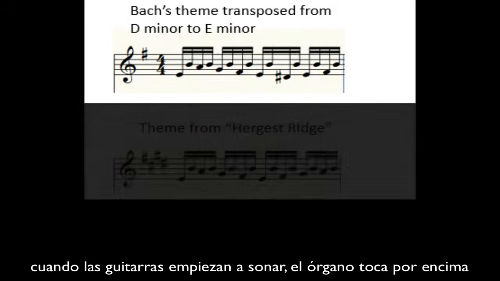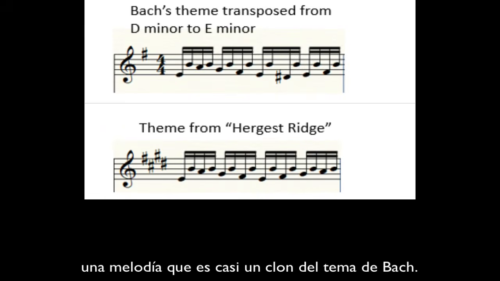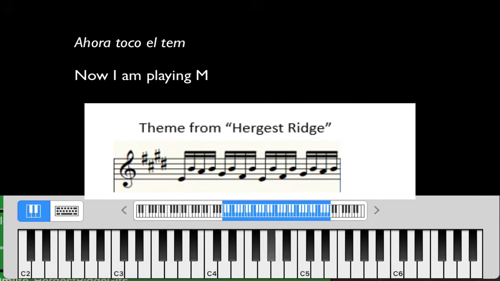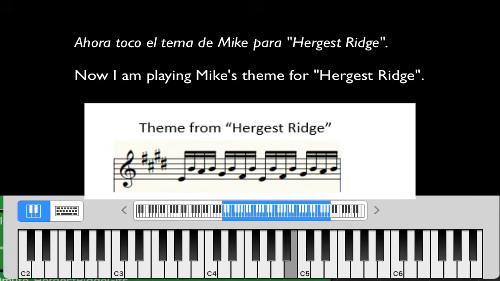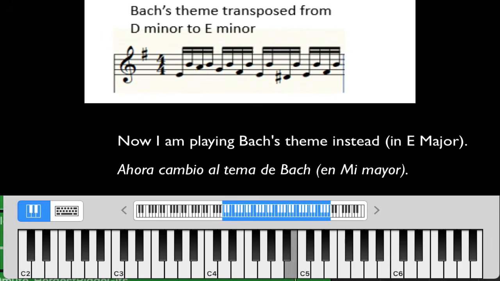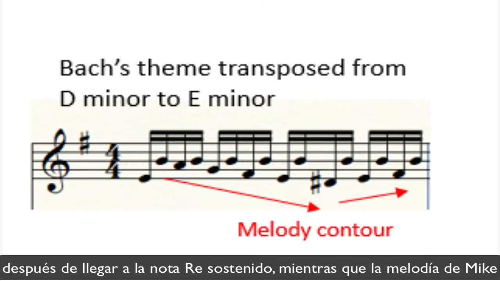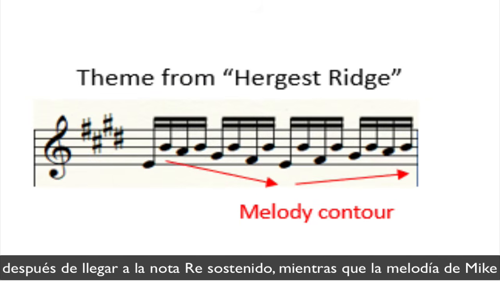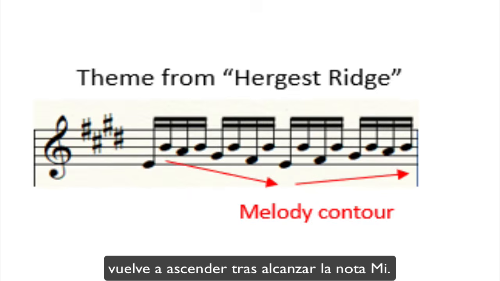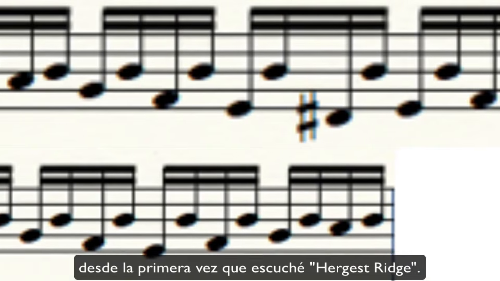When the guitars start playing, a melody on top, played by the organ, is almost a clone of Bach's theme. The only difference is that Bach's theme rises back after reaching D sharp, whereas Mike's melody rises back just after reaching E. Incidentally, I love this part since the first time I listened to Hergest Ridge.